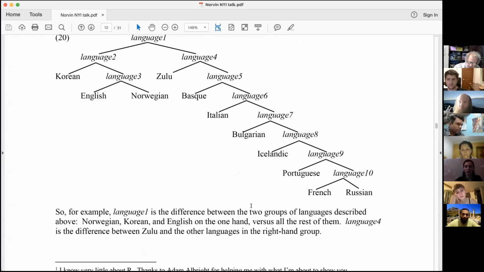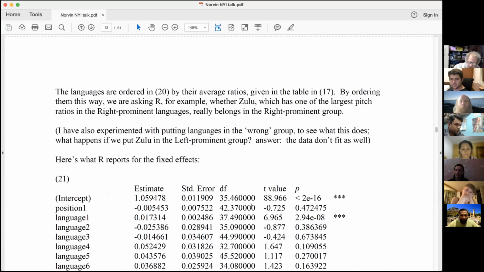I'm attempting to find out first, is it right to say there are two groups of languages? And second, by putting these languages in these large groups, am I steamrollering small differences between languages in the groups? So is it really true that Zulu belongs on the right, or that Korean, for example, belongs on the left? So we're studying that.